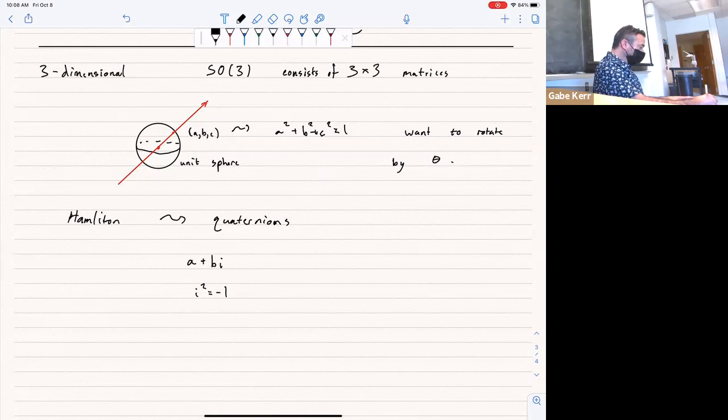So Hamilton was drunk one day, or evening, I don't know the time of day, but the story goes, he was drunk. He realized he could extend this notion of complex numbers to 4 dimensions. Very excited about it in his inebriated state. And he went to a bridge in Ireland and carved the relations, the quaternions, into this bridge. So the story goes.